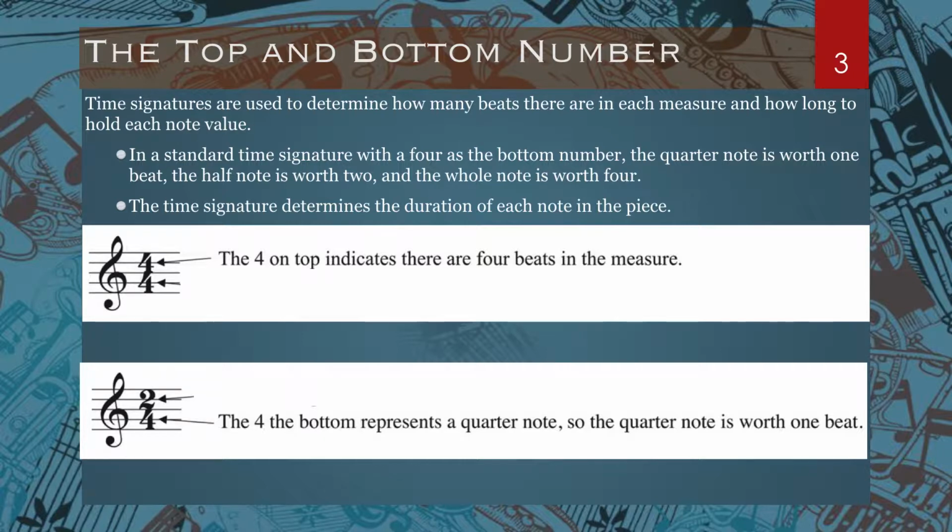So in the next example, we have 2/4. The 4 still represents a quarter note, so the quarter note is going to be worth 1 beat. The 2 on top tells you there's only going to be 2 beats per measure.